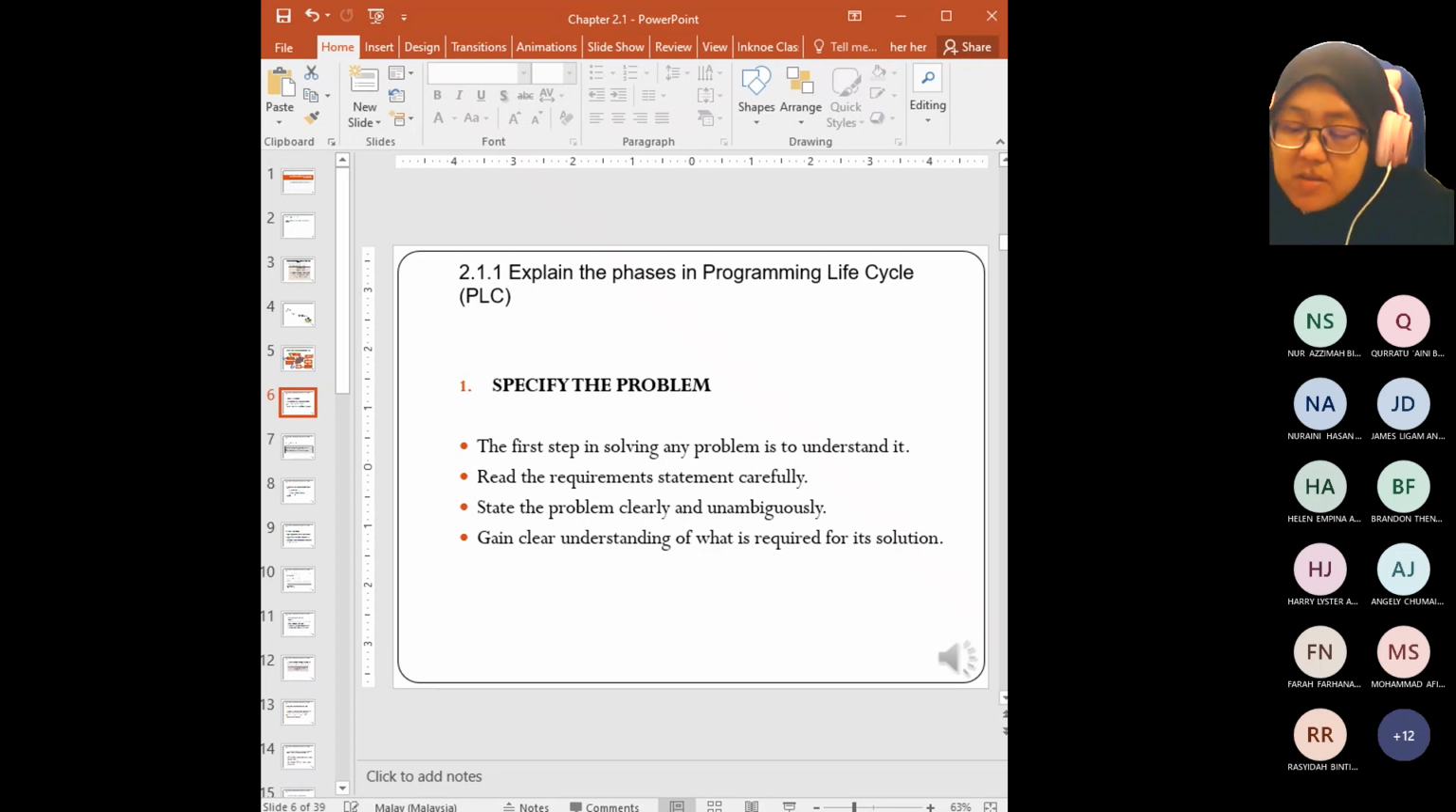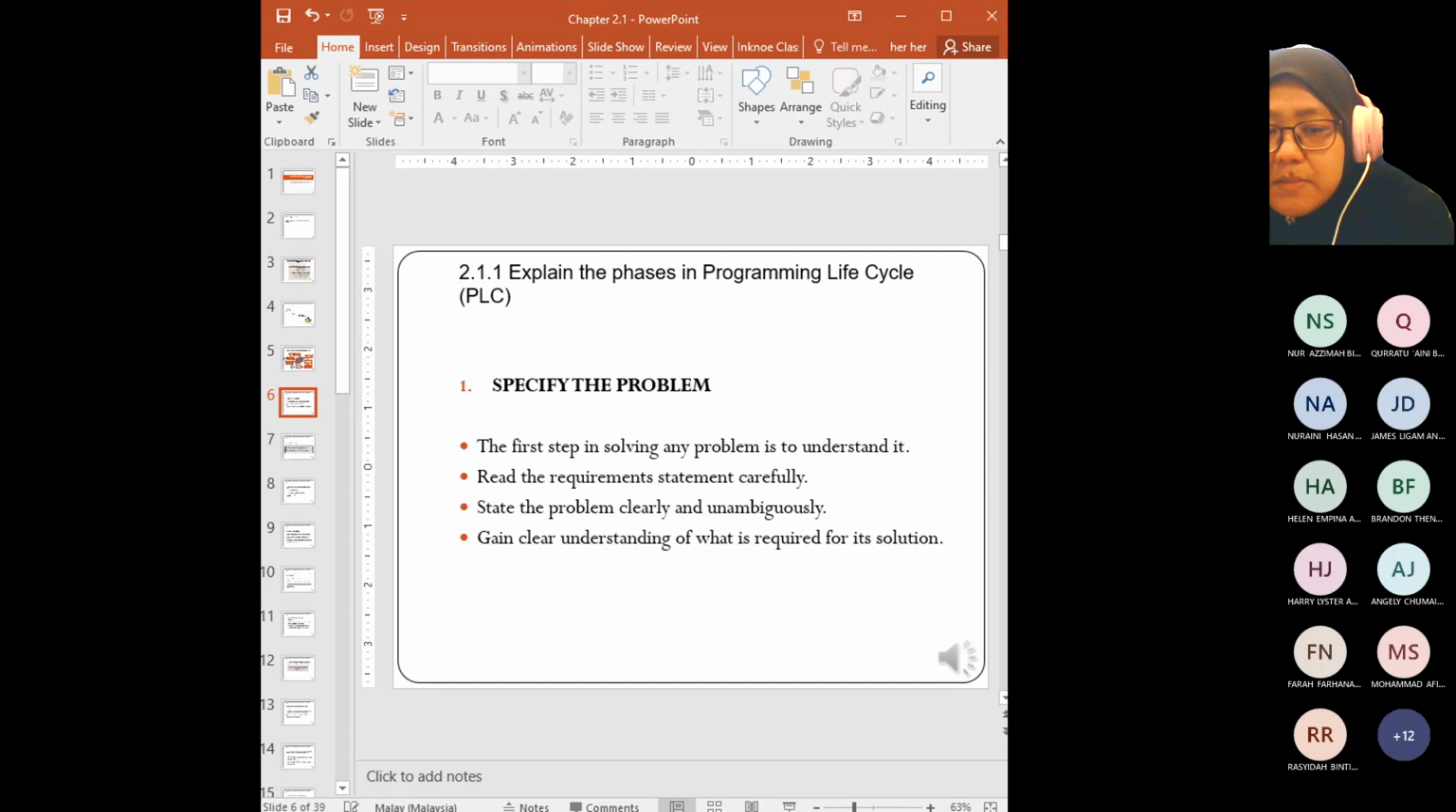So all of this software, all of these apps that you are seeing, that you like, that you are interested in, they are all built using programming language. So before they come up with that particular software, they start with finding the problem.